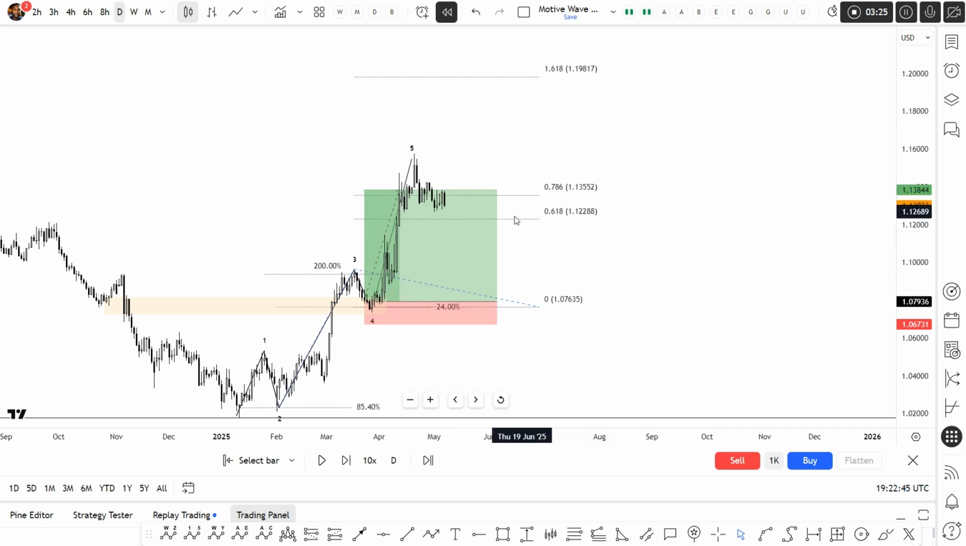Like I said, wave 5 usually ends at the 61.8% ratio or 78.6% ratio. These are trades I call out to you guys in the premium platform.